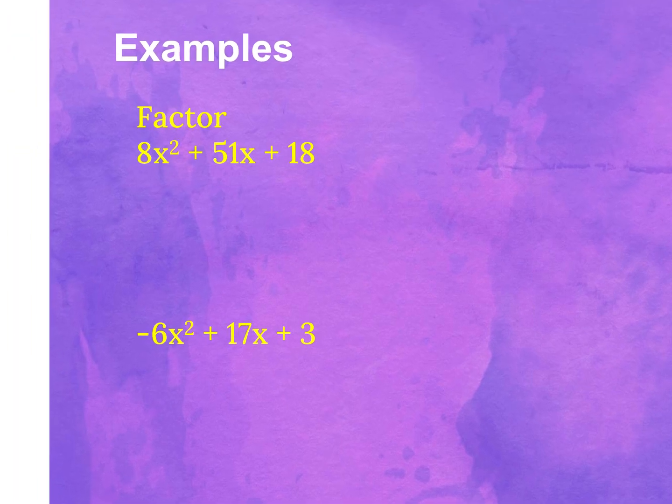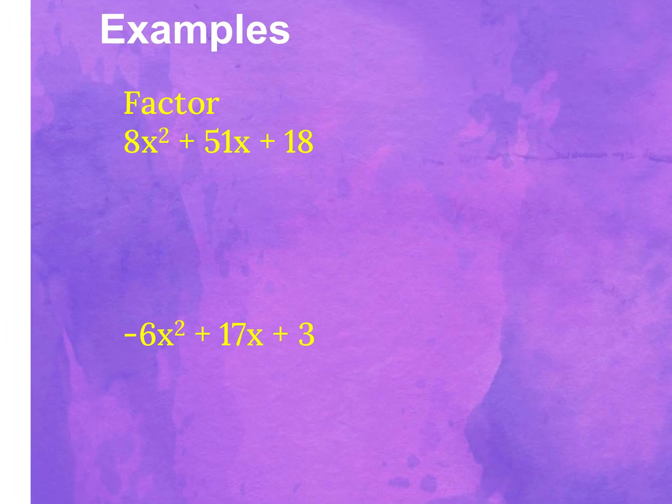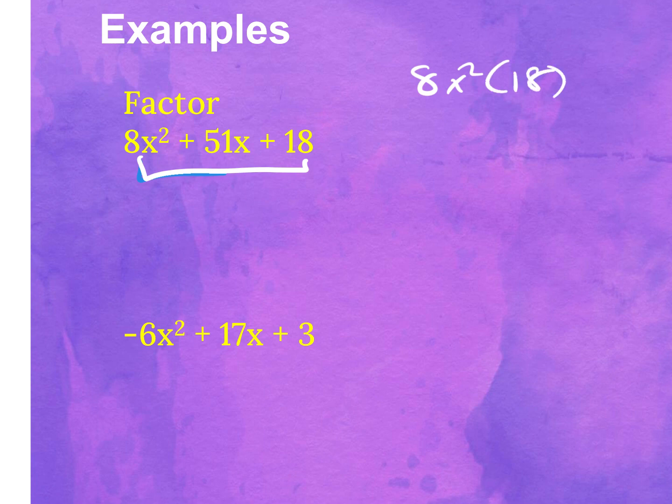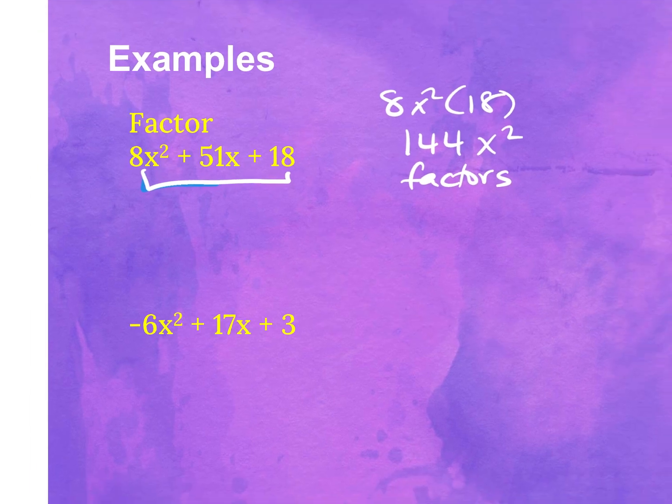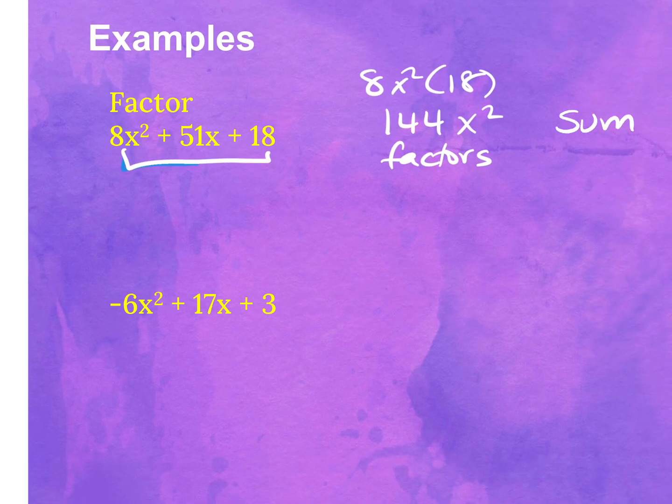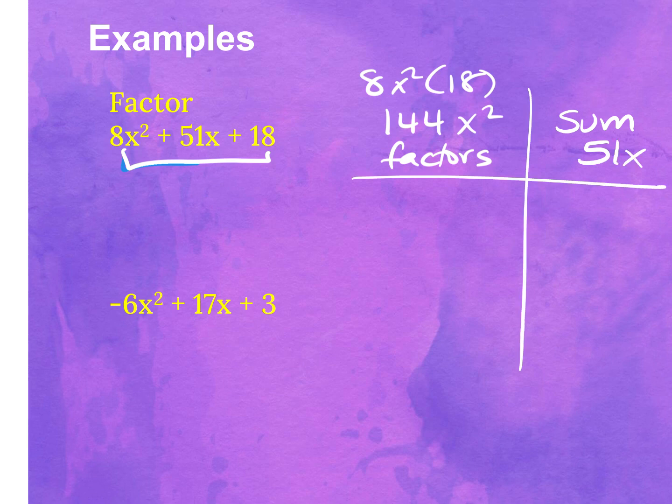So again, instead of guessing and testing, I am going to multiply the beginning and the end. So I'm multiplying 8x squared times 18. This gives me 144x squared. These are the factors that I'm looking for that are going to sum to 51x. Notice this time it's positive, positive. So both of my signs will be positive.